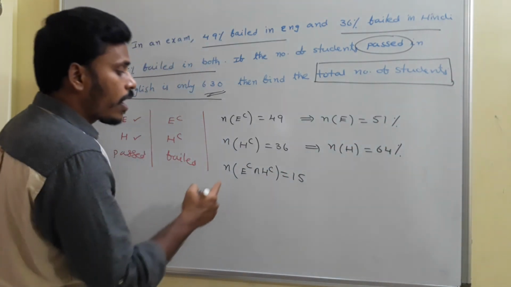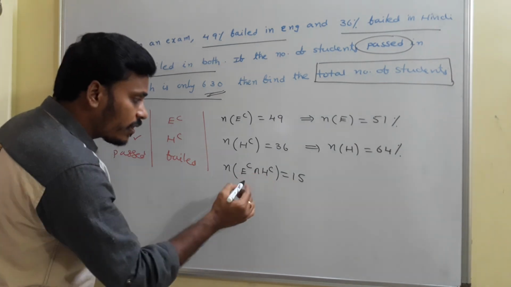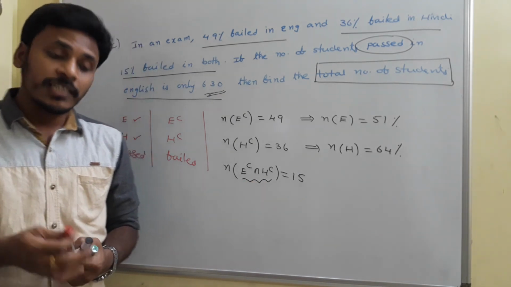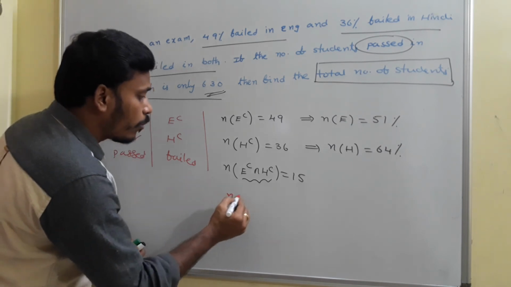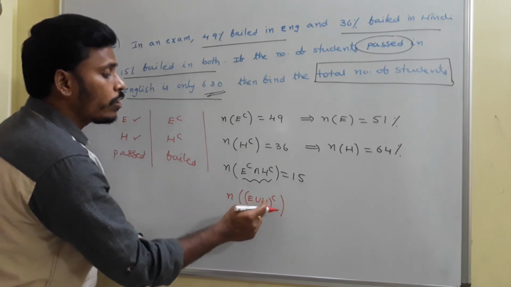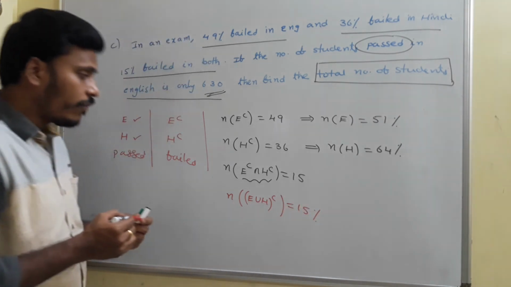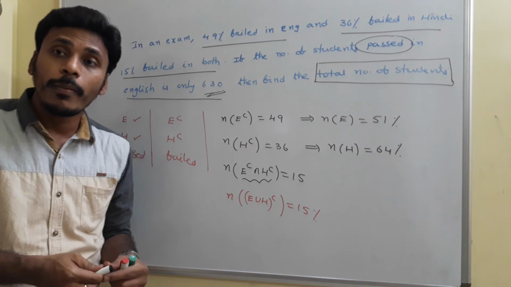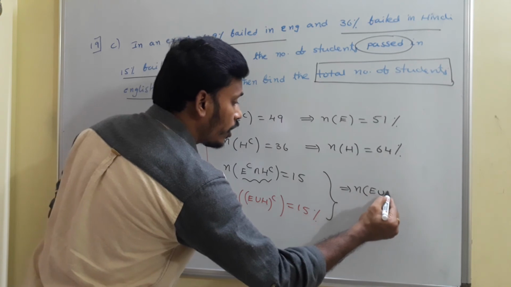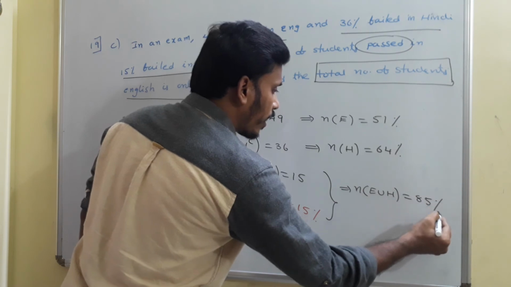Okay, don't forget that. And N of E complement intersection H complement is 15. Just look at that: E complement intersection H complement can be rewritten using De Morgan's law as E union H complement. So N of E union H complement is simply 15%. And from there, since E union H complement is 15, then what about N of E union H? N of E union H is directly 100 minus 15, which is 85%.